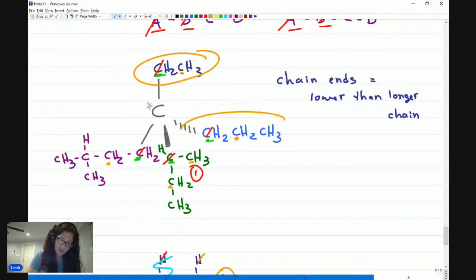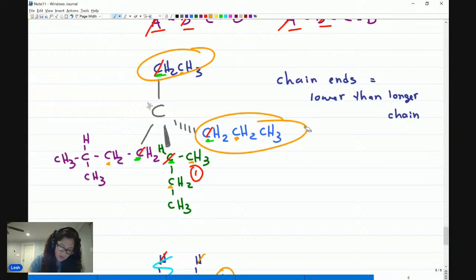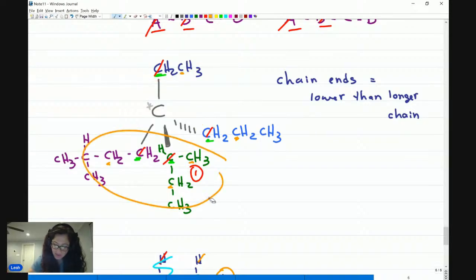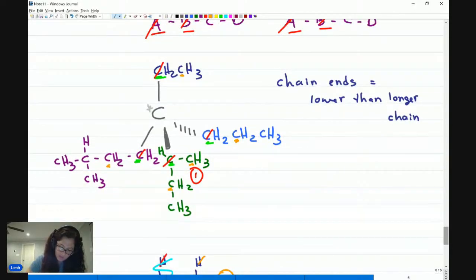2 carbon chain, 3 carbon chain. That tells me that this is lower in priority than this one. And then we had already talked about a branch being higher priority than not a branch, and I think I showed that to you as well. So the way we can look at this faster, instead of doing it the long, long way, because we already figured that out, I'm going to show you this the way I do it with the shortcuts.